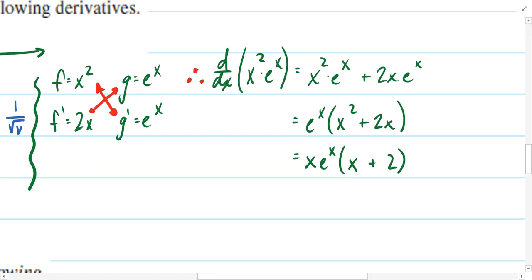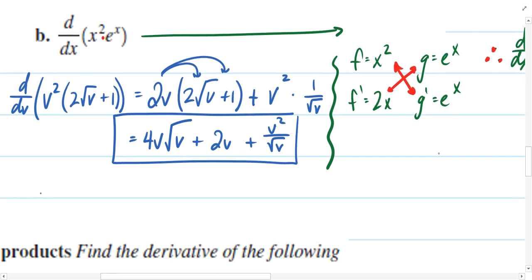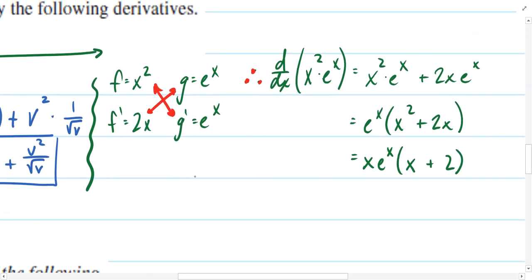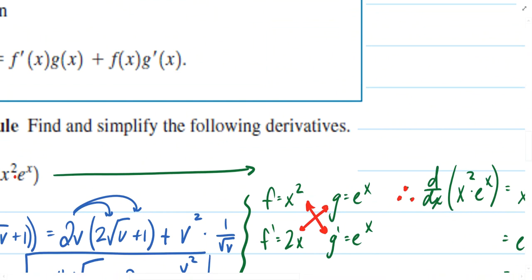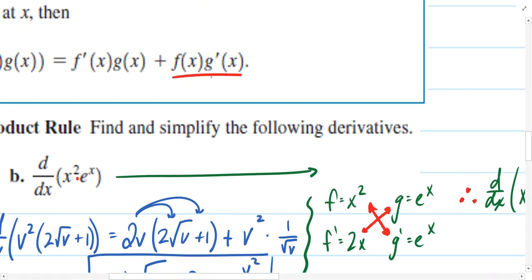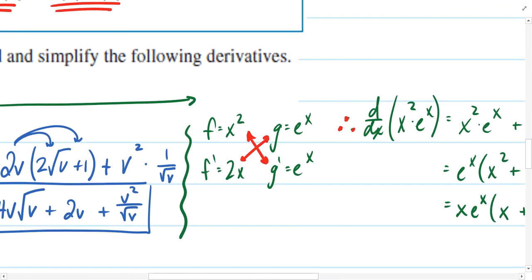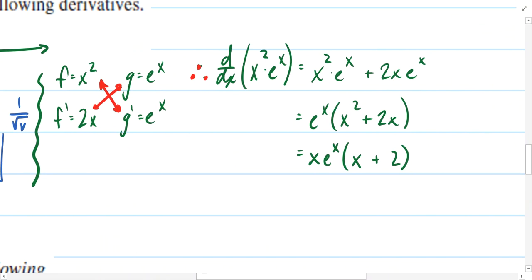Now I went out of order here. This time around I wrote the cross product of f and g prime first. I wrote this group first and then this group second. But that's okay since addition is a commutative operation. We can write those two groups out of order. For the quotient rule, however, that's not going to be permitted.